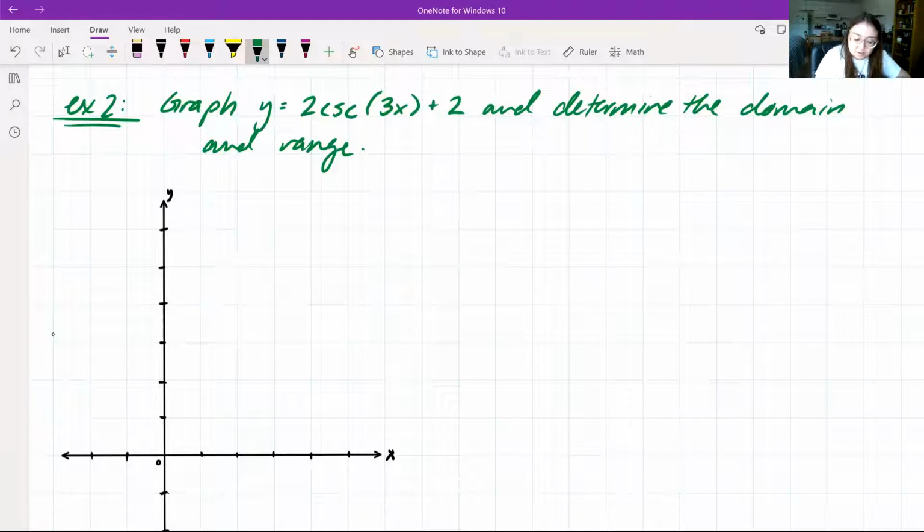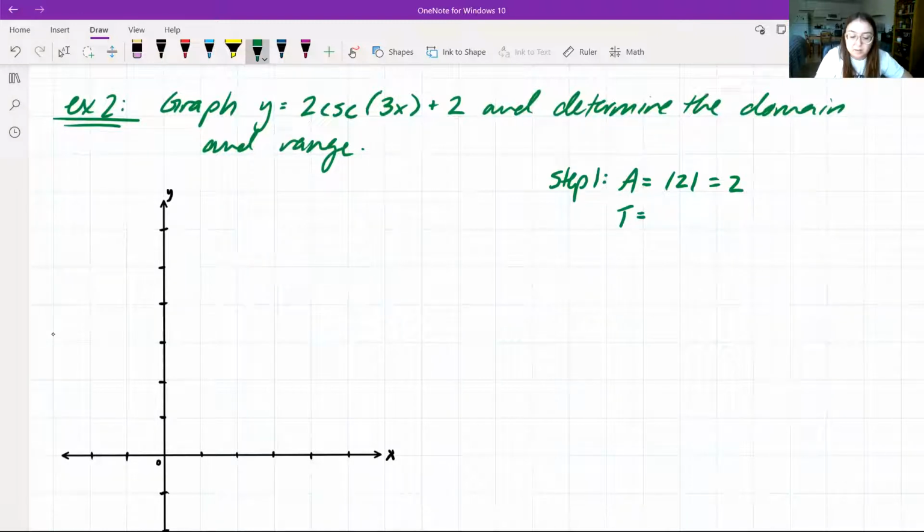So just as before, I'm going to go ahead and do step 1. So step 1, we want to find the amplitude, which in this case is 2. So we're taking the absolute value of 2, which is just 2. And then we want to find the period. So our period is 2 pi over omega, which in this case is 3. So our period is now going to be 2 pi over 3.